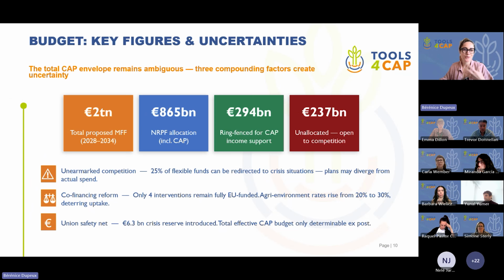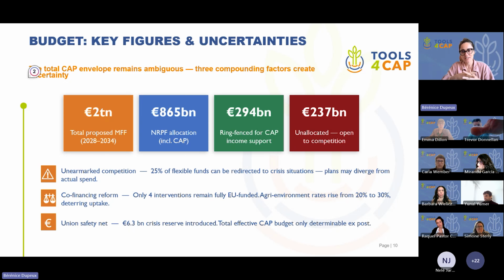Often the question about the budget has been really in the media and triggered a lot of attention. I'm not going to comment on whether the budget is bigger or smaller, but rather on how the design of the budget triggers certain uncertainty in the future. Overall, the total budget is bigger, 2 trillion euros. We have 865 billion euros for the NRPP fund, which includes the CAP.